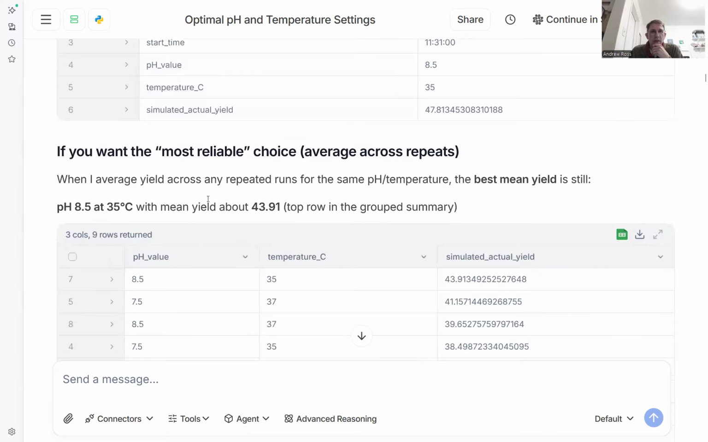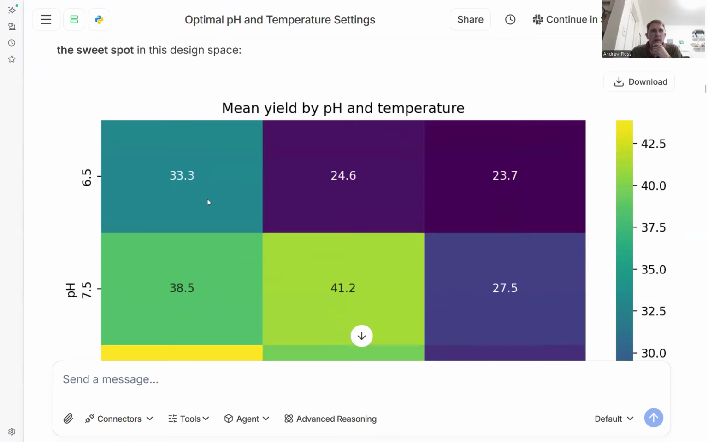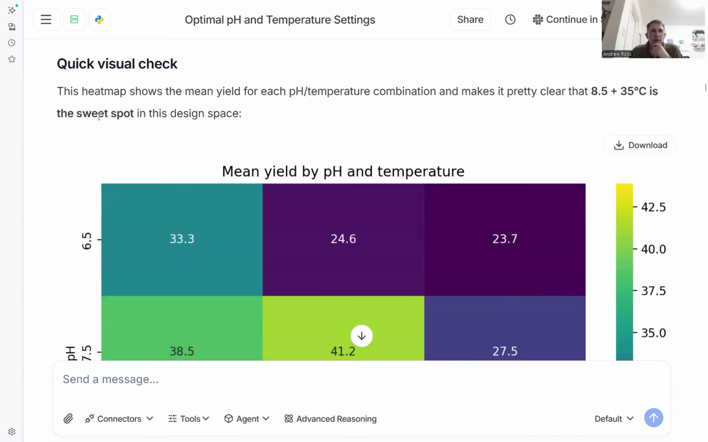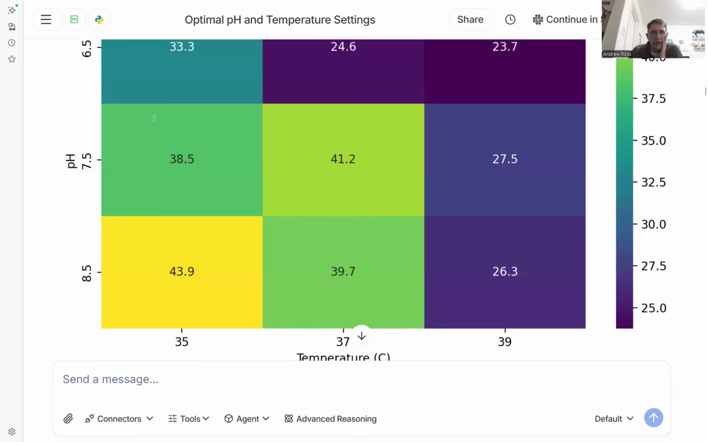So what's interesting here is that it called it the sweet spot. And then I used Gemini AI later and it also mentioned the sweet spot, but I don't think it's the same LLM.